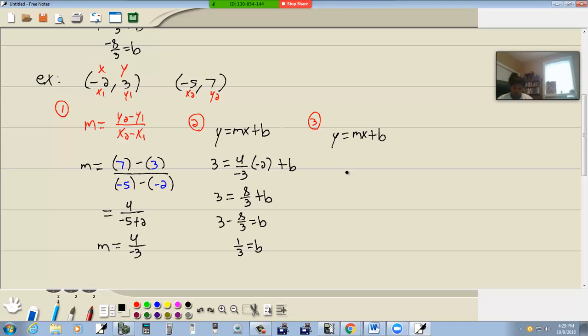Now step 3 says to write your answer. So we want to plug in the m we found in step 1. So we've got y is equal to negative 4/3 x, plus the b we found in step 2, which was 1/3. And that would be our answer.